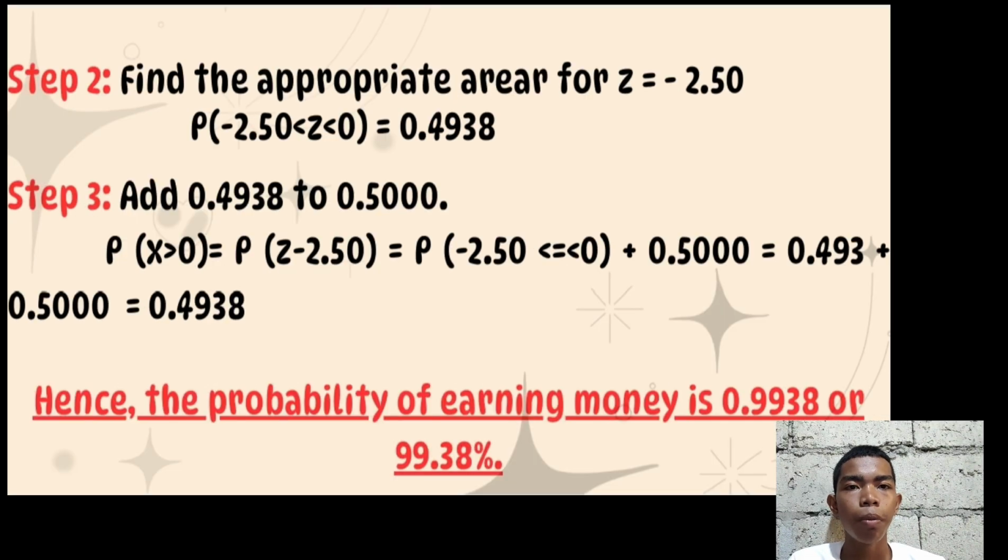So, step 2. Find the appropriate area for z value equals negative 2.50. So, probability negative 2.50 is less than z less than 0 equals 0.4938. So, step 3. Add 0.4938 to 0.5000. So, 0.4938 plus 0.5000 is equal to 0.9938. Hence, the probability of earning money is 0.9938 or 99.38%.